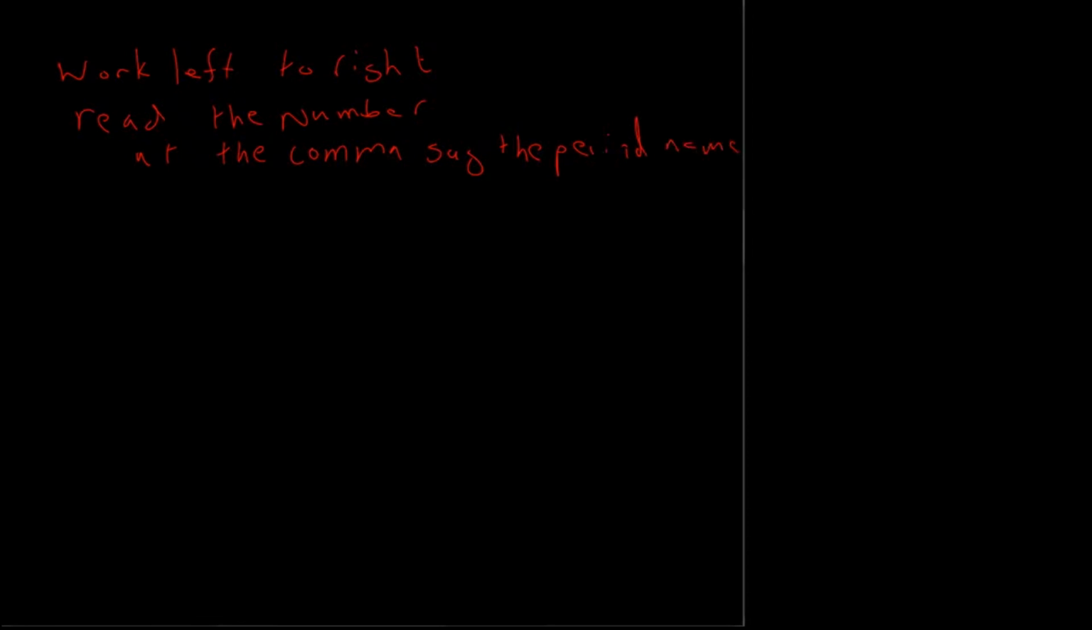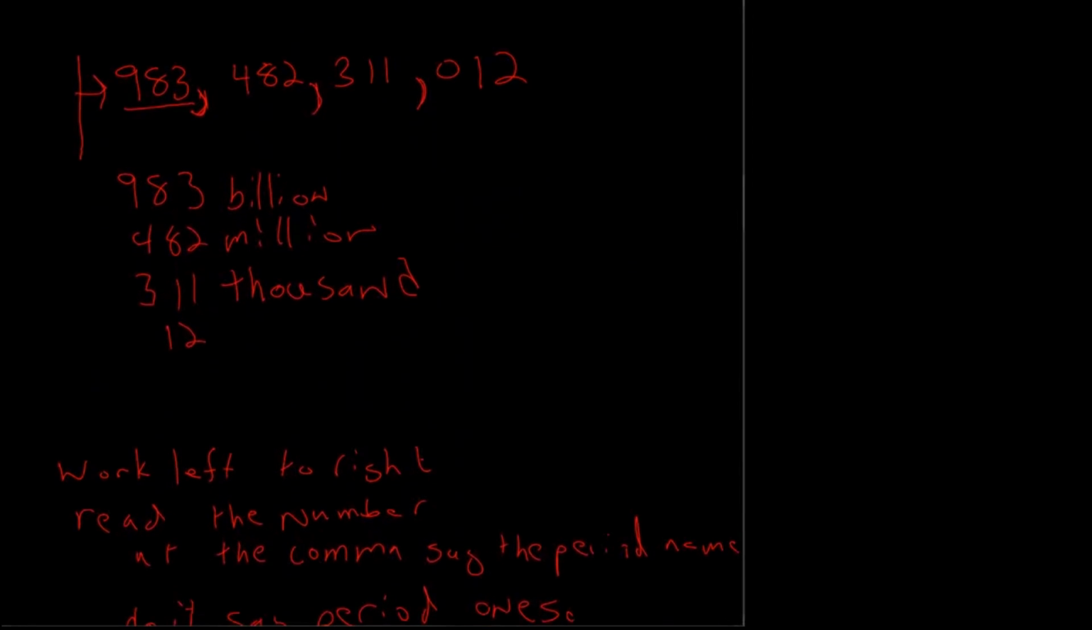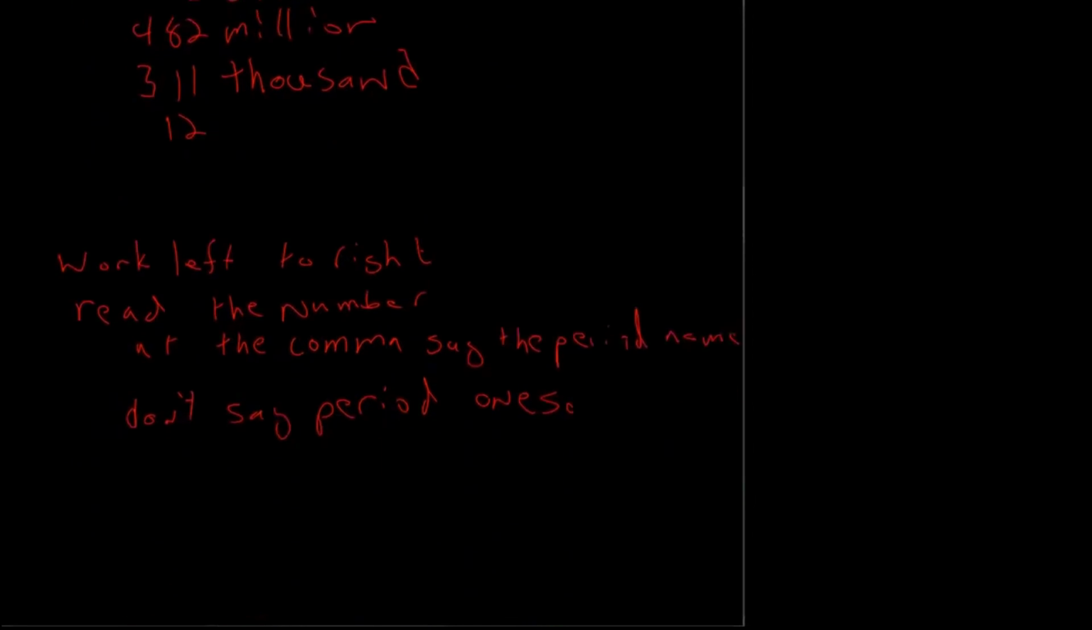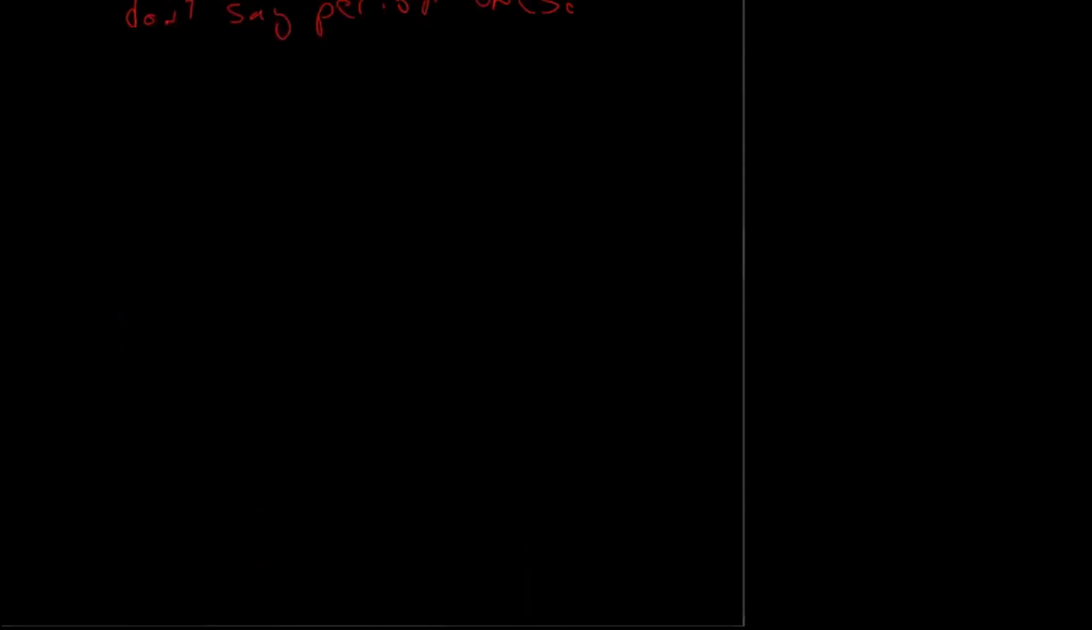I'll scroll back over. And we never say the period once. We don't say period for ones. So I'll go back up and I'll use these rules. I'm working left to right. I say 983 billion, 482 million, 311,000, 12. And so that is how we've organized our language to communicate large numbers.